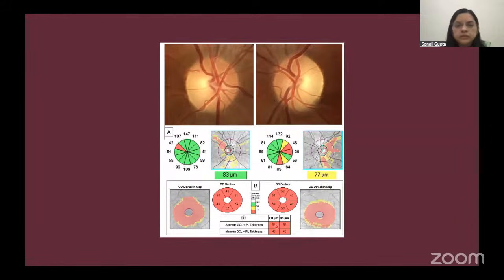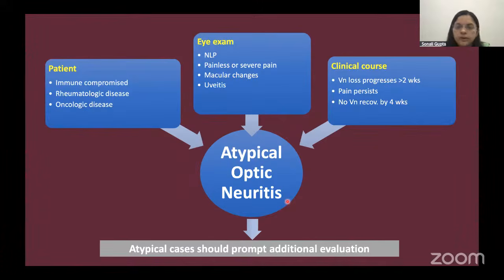This is another patient showing that while the RNFL thinning is there, there is also a significant ganglion cell complex thinning even in the right eye, and the left eye shows thinning in both the maps. So we do need to do both GCC and RNFL thickness in all the patients suspected of optic neuritis.